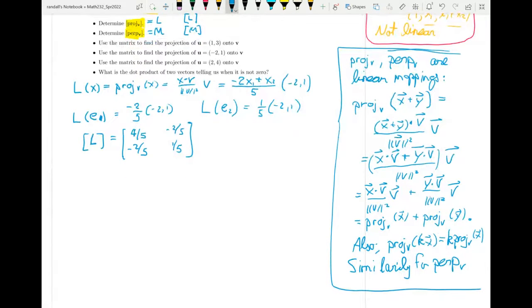So let's check. So what is L acting on our vector? Yeah, so let's do it now. Well, let's do the perp first, I guess. All right, so now we do the perp. So M of X equals perp. Let's write out the formula so we remember what it is, right? So M acting on an X, this is the perp part, equals perp. Remember that's X minus projection onto V of X, all right?